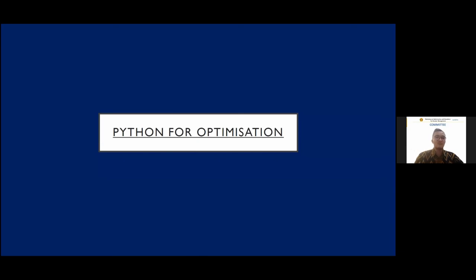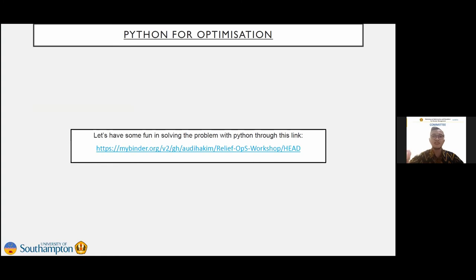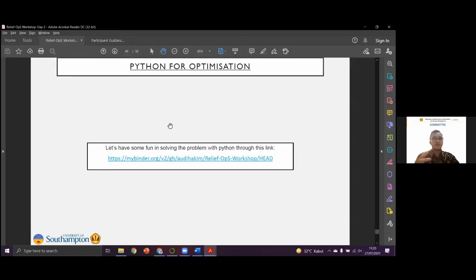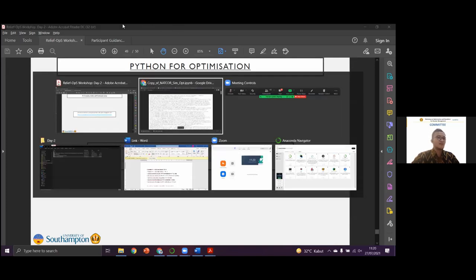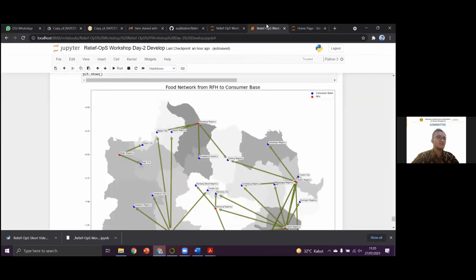So without further ado, we can go to Python right now. I would like to ask for assistance of the committee to help me share the screen for Python. So just like yesterday, we will try to do it online. You don't need to install it. It's already there in the repository. So we will discuss purely the optimization in Python. Actually, I don't know if the link was already shared earlier during the session. And now let's go to that link in Python.